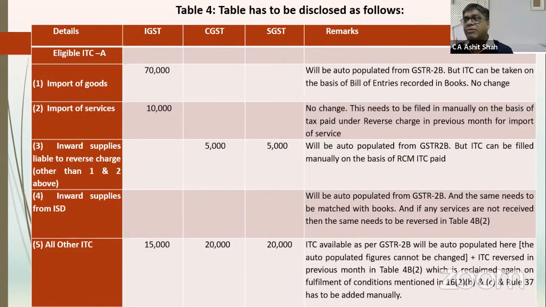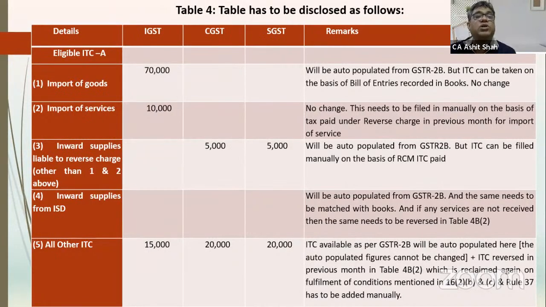That credit, when can I claim? I can claim it in the month of September. That's why it says plus ITC reversed in the previous month in table 4B2, which is reclaimed again on fulfillment of conditions of 16(2)(b) and (c). So I can do that. Plus Rule 37. What does Rule 37 say? The 180 days rule. If you don't make the payment within 180 days, then you have to reverse your credit. When can you claim it again? When you make the payment, you can avail the credit. So if there is any such credit, then I can claim it again under all other ITC. So this is how I have to show it here.